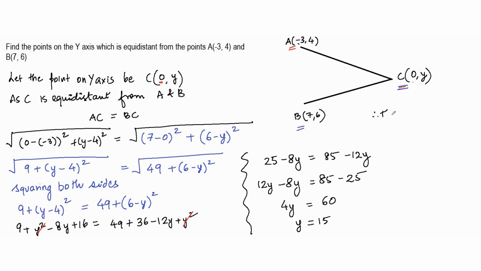And therefore the point on the y-axis that is equidistant from A and B is C of 0, 15, right? This is the point. So again, pausing for a few seconds before moving on to the next one.